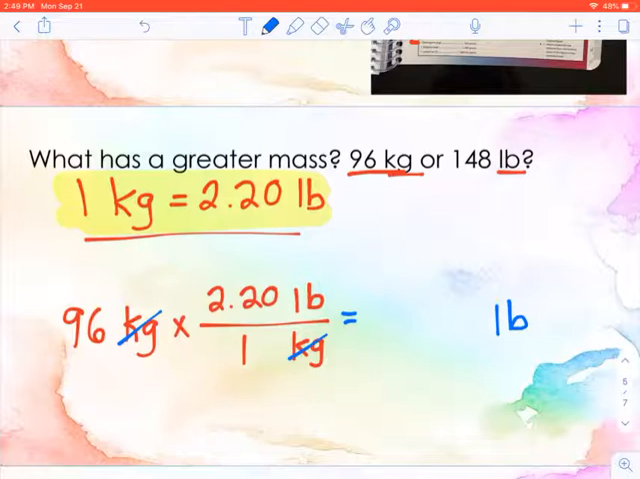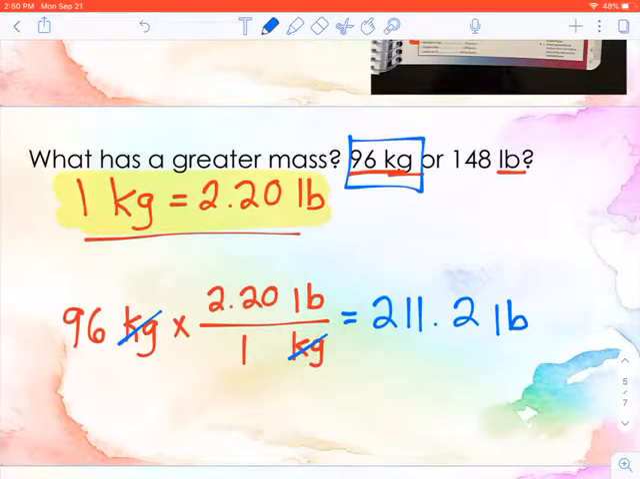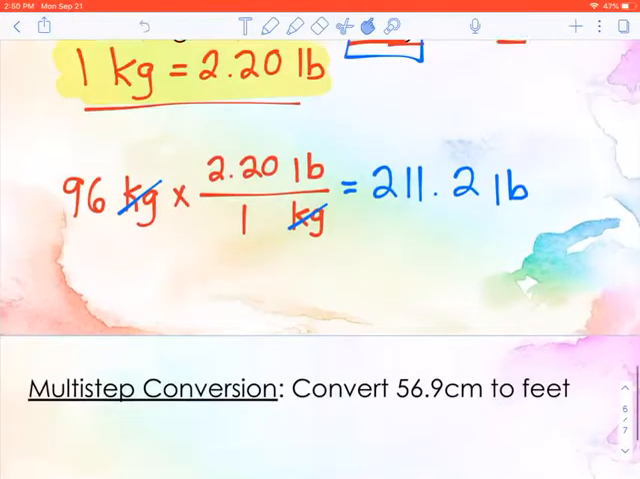So 96 times 2.20 is 211.2 pounds. So if 96 kilograms is equal to 211.2 pounds, then obviously that has a greater mass than 148 pounds. So this is just an example of a one-step conversion where I'm starting out with my given. In this case, I had to choose my given as 96 kilograms, and I converted it to pounds, my wanted.